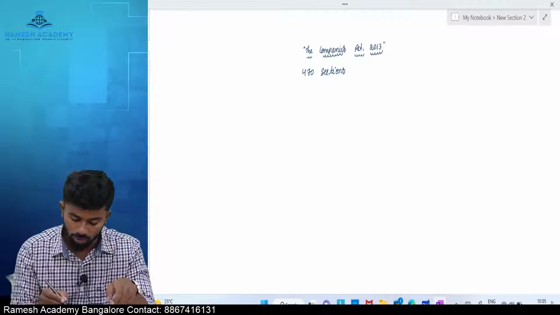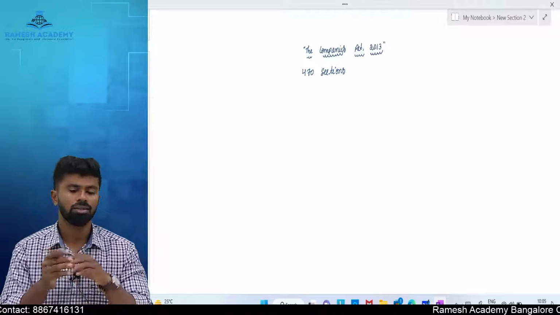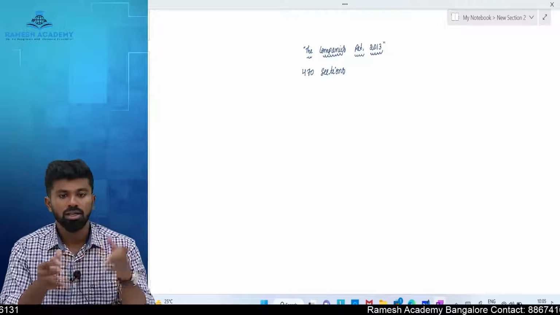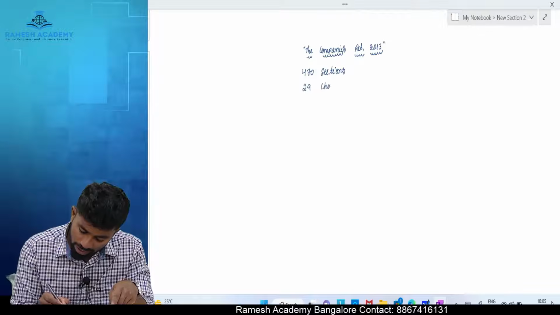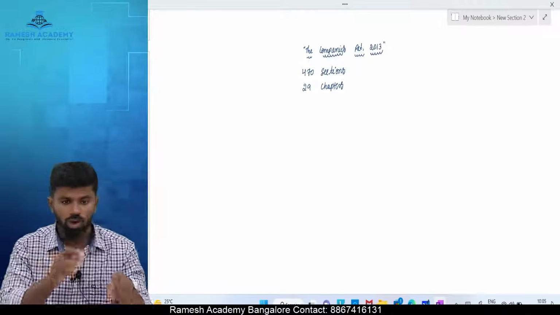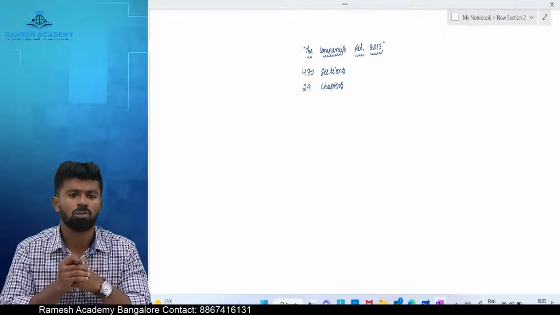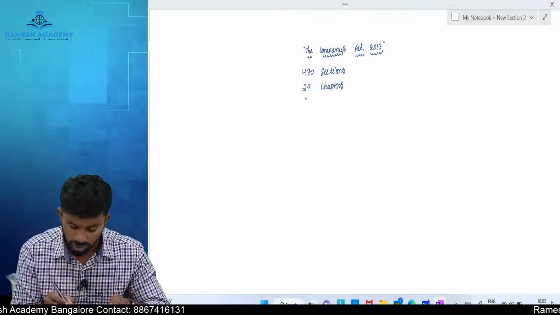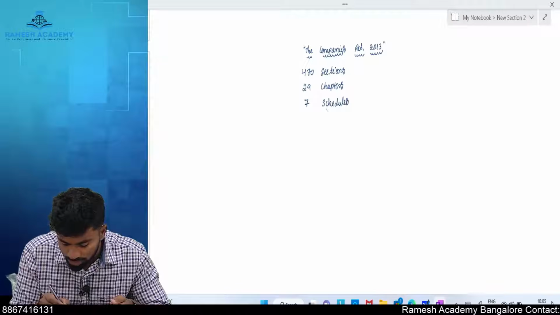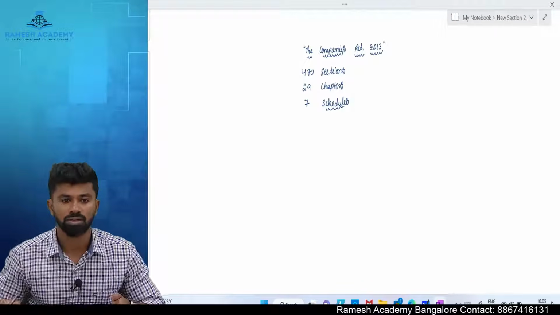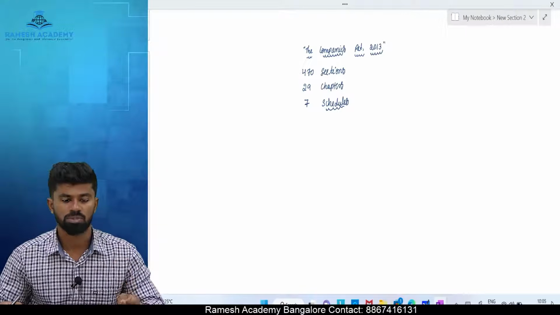These 470 sections are grouped under chapters. In total we have 29 chapters. So all the 470 sections are grouped under separate chapters. Along with this we also have 7 schedules. So in the Companies Act we have 470 sections, 29 chapters, and 7 schedules.